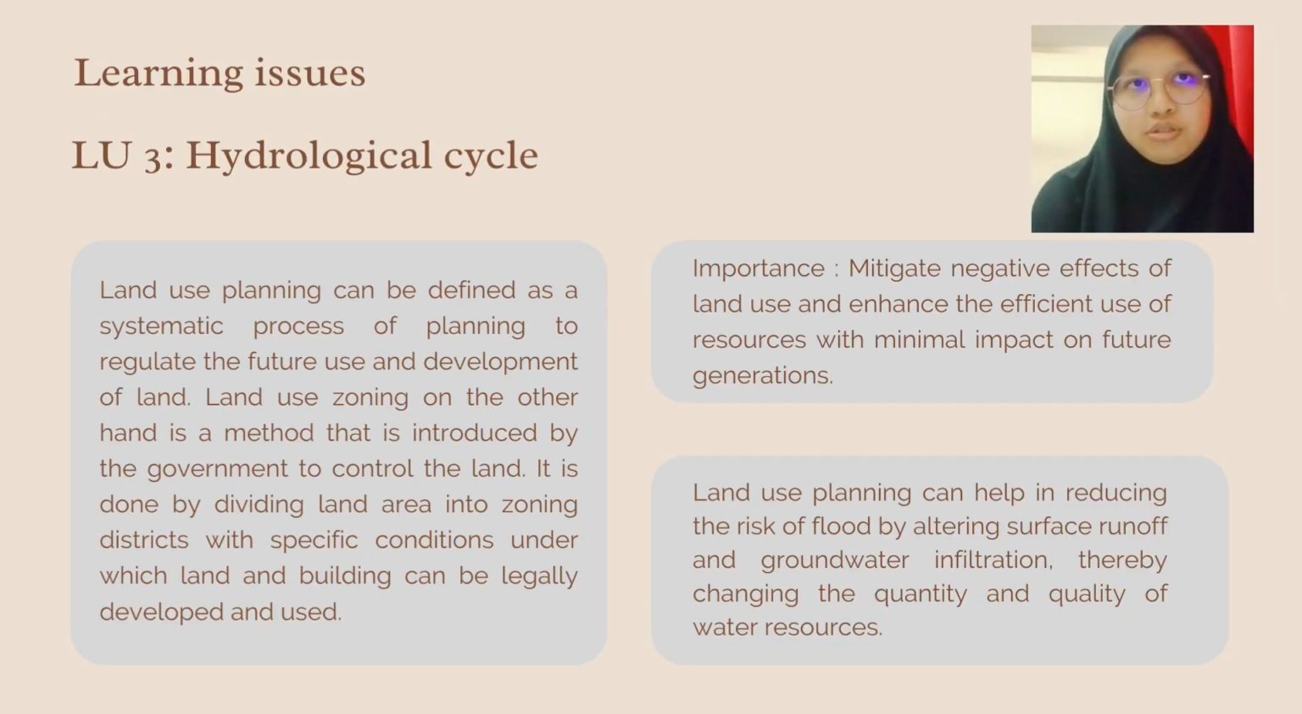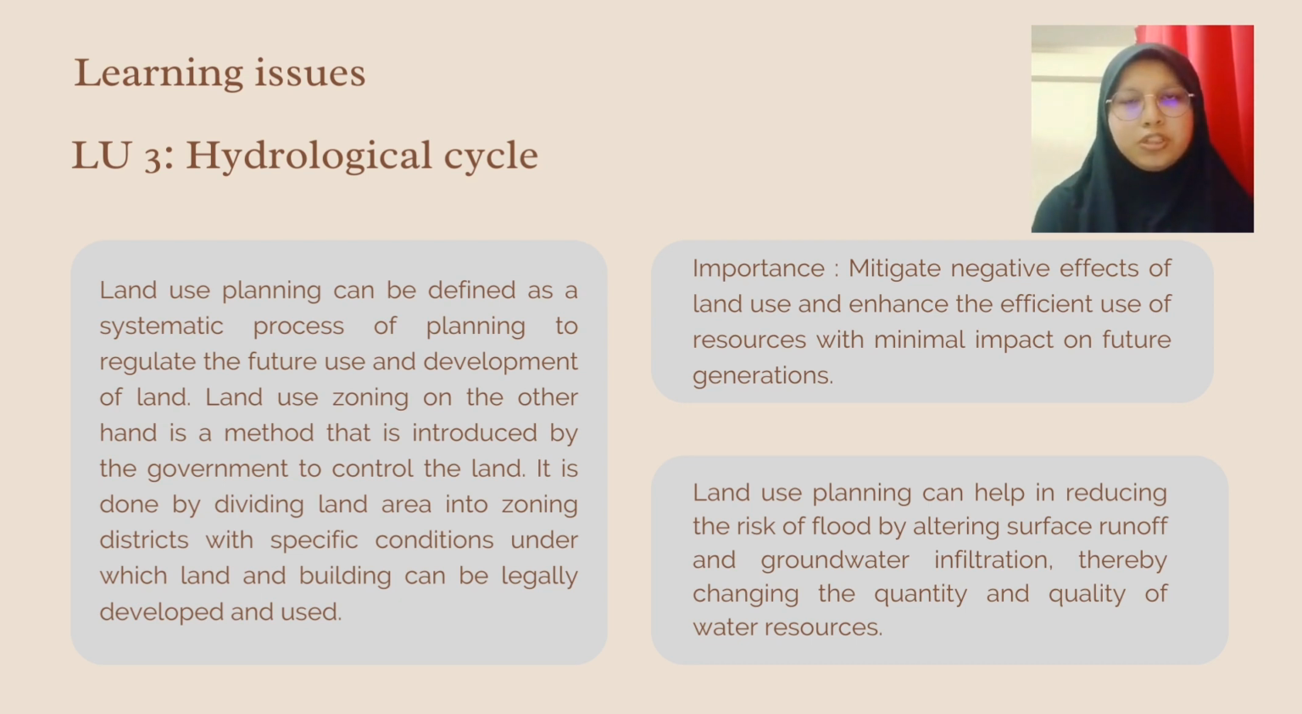Now for the learning issue, this topic is closely related to LU3, which is the hydrological cycle. Land use planning can be defined as a systematic process of planning to regulate the future use and development of land. Land use zoning, on the other hand, is a method introduced by the government to control the land. It is done by dividing the land area into zoning districts with specific conditions under which land and buildings can be legally developed and used.